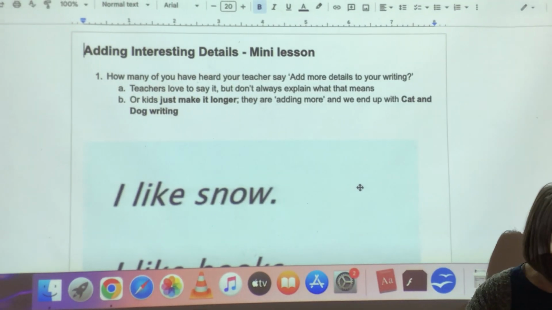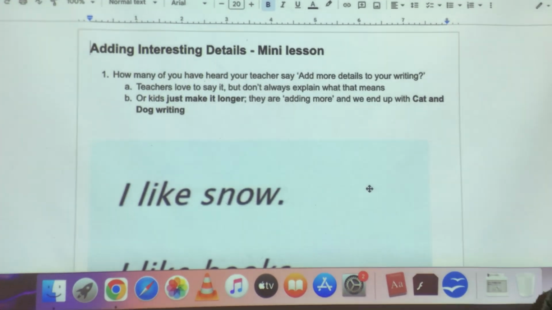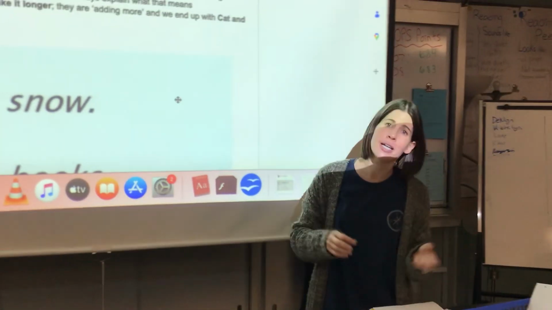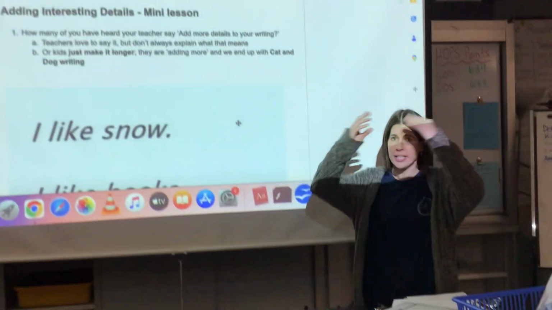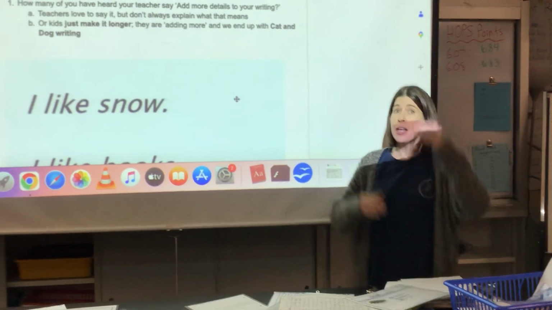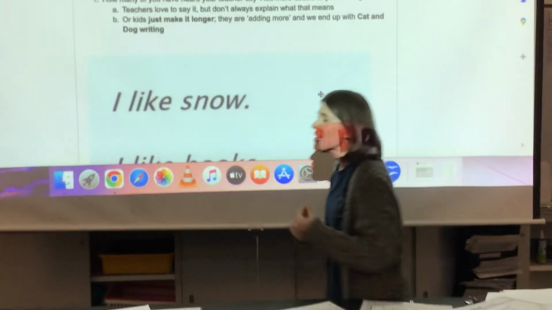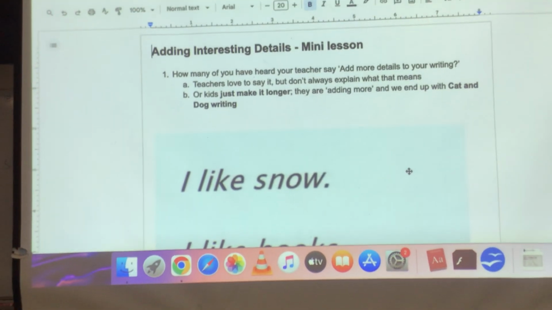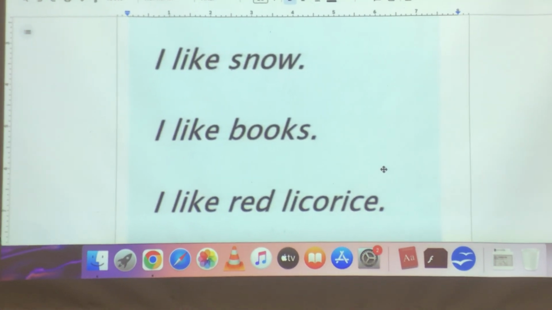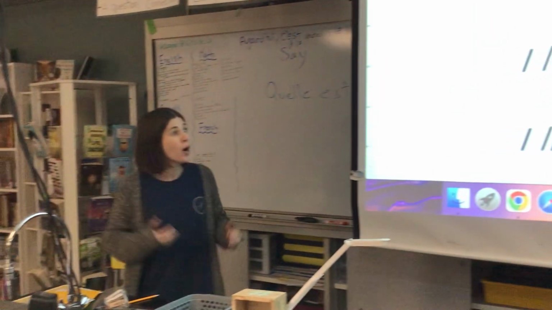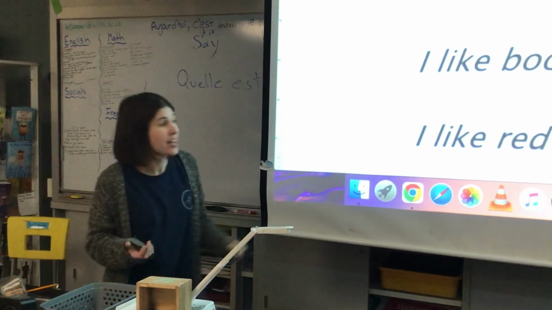I have this example called Cat and Dog. It is a page of a grade 3 student having written, I like cats, I like dogs, cats are good, cats are bad, cats are good, and dogs are good. And it just goes on and repeats itself. A lot of writing, but not interesting. So what do we mean when we say add interesting details? So I put up these 3 sentences. I like snow, I like books, I like red licorice. Are these interesting? No, they're boring. Why? It's repetitive. The words, meh, blah, not that exciting.